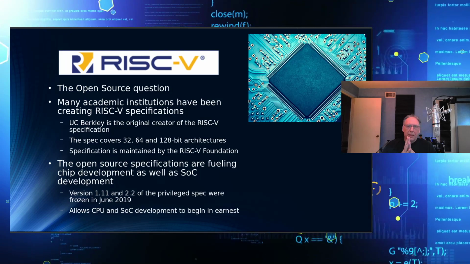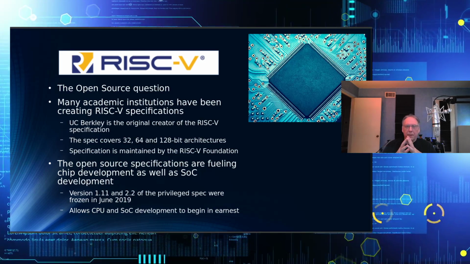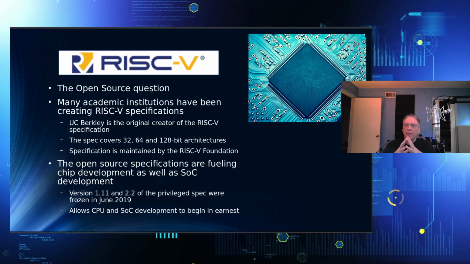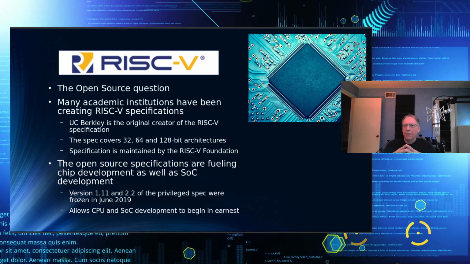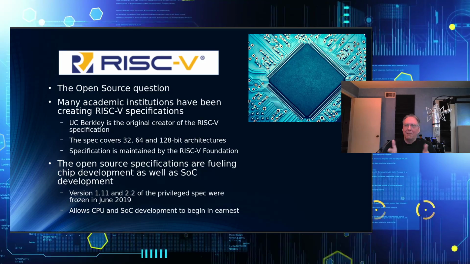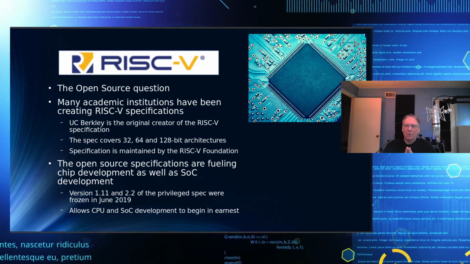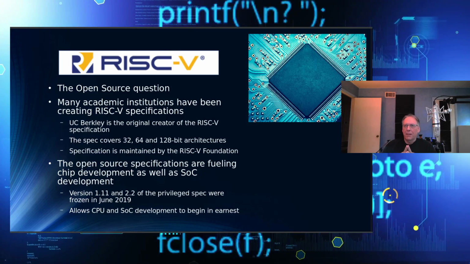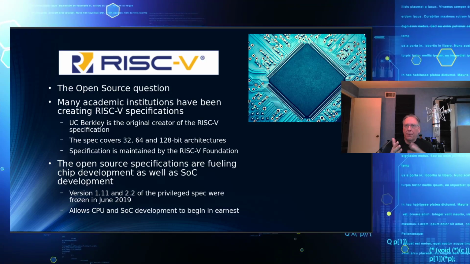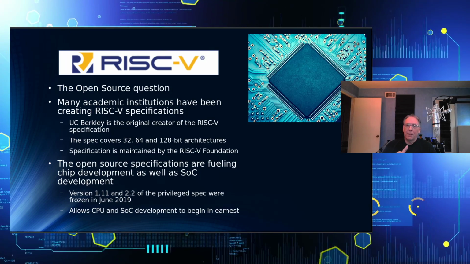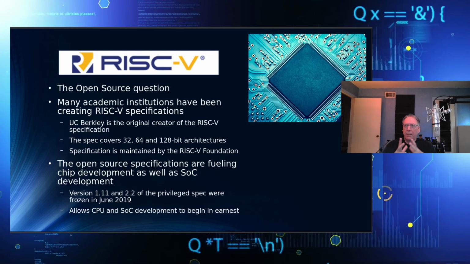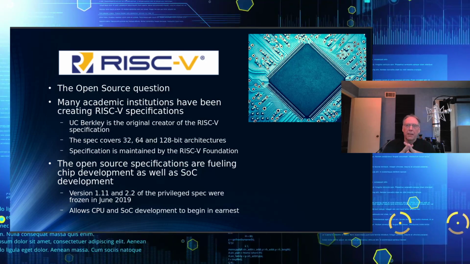So the top open source questions: many academic institutions have been creating RISC-V specifications. UC Berkeley is the originator. They're the ones that came up with the spec for the RISC-V. And they built this basically for academic use, to teach students how to program machines. And so they kept getting queries from the outside world saying, hey, can we get this from you? And they were like, well, we're not really prepared to support it. So they formed the RISC-V Foundation, and they submitted their specification to that group. The spec covers 32-bit, 64-bit, and 128-bit architectures. And that is maintained today by the RISC-V Foundation. If you're a member, you can contribute to that specification.